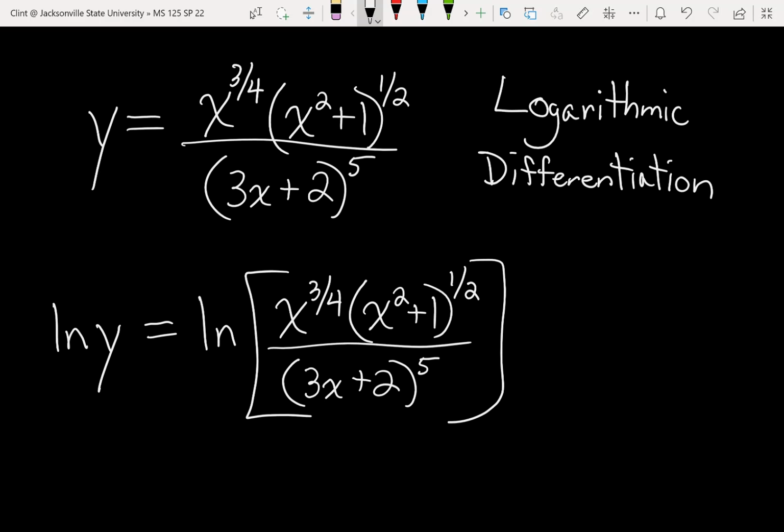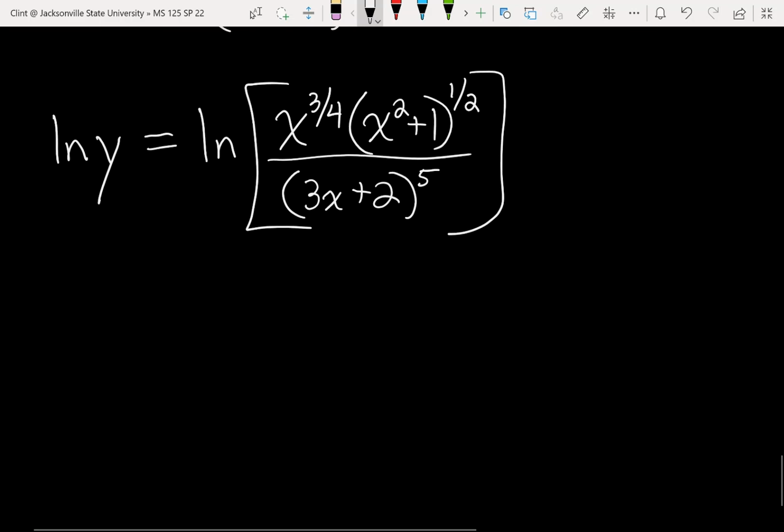Really the only downside to doing this, and it's not much of one, is that now when we take the derivative of the left side, we've got to do implicit differentiation. We've got a y over here. But that's really not that big of a deal, because for the natural log, implicit differentiation is just the chain rule, thinking that y is a function of x. And so over here we'll have 1 over y times y prime. So not that big of a deal.